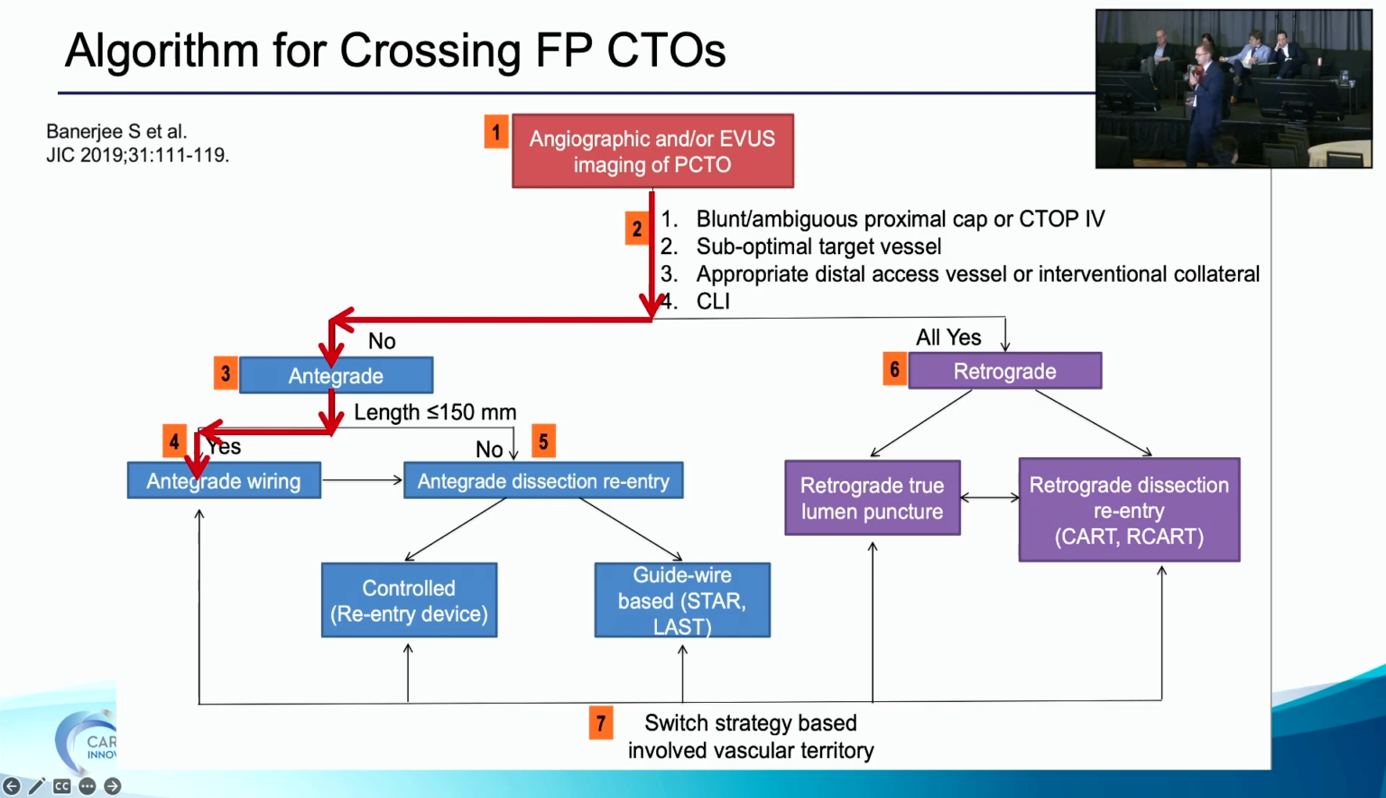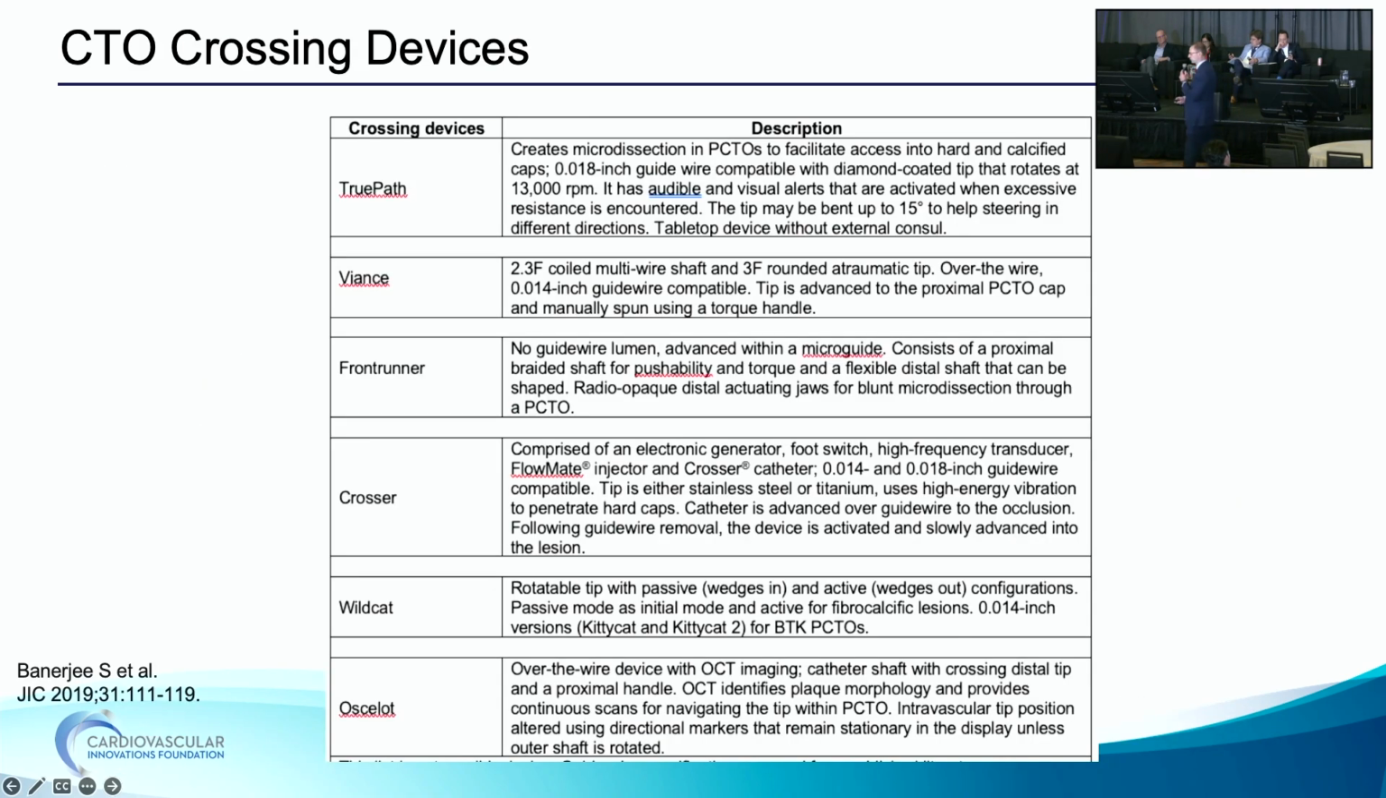And then depending on the length of the lesion, on anatomic criteria, on the experience of the operator, on what equipment you have in your lab, you can decide whether you want to do simple wire catheter technique, whether you want to do a dedicated CTO device, etc. And of course, there's no shortage of CTO dedicated devices. I'm not going to go through this. There are certain devices like Front Runner that utilizes the actual jaws for blunt microdissection. There are devices like Crosser that uses high energy vibration, which you can put right over the proximal cap to penetrate it, etc. Wildcat does a rotational cutting.